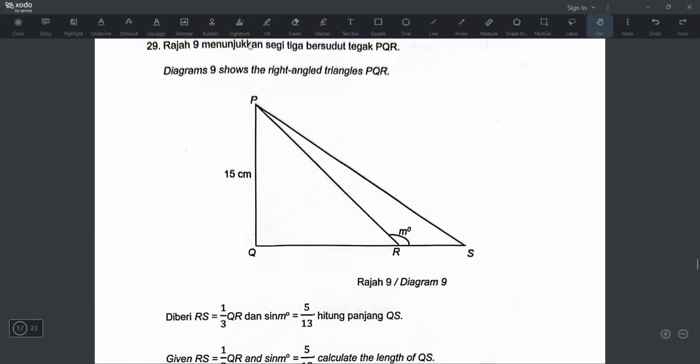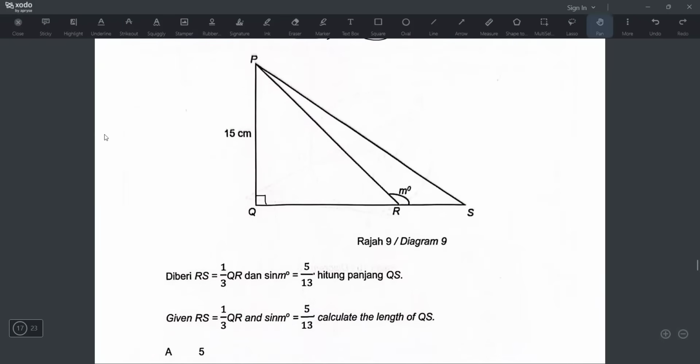Okay, question 29. What does it say? They said here diagram 9 shows the right angle triangle PQR. So PQR is a right angle. Right angle means a triangle with a 90 degree angle. So the 90 degree is very obvious. It's here. Okay, so I can skip this one.